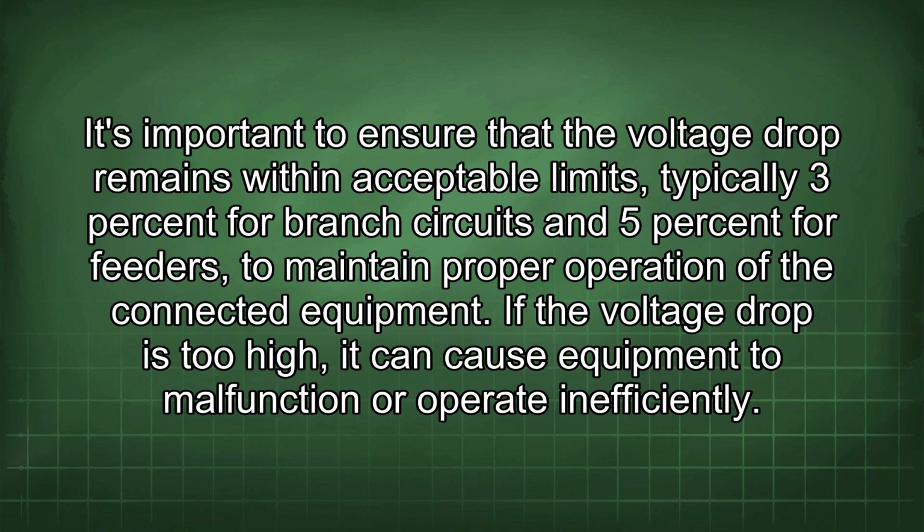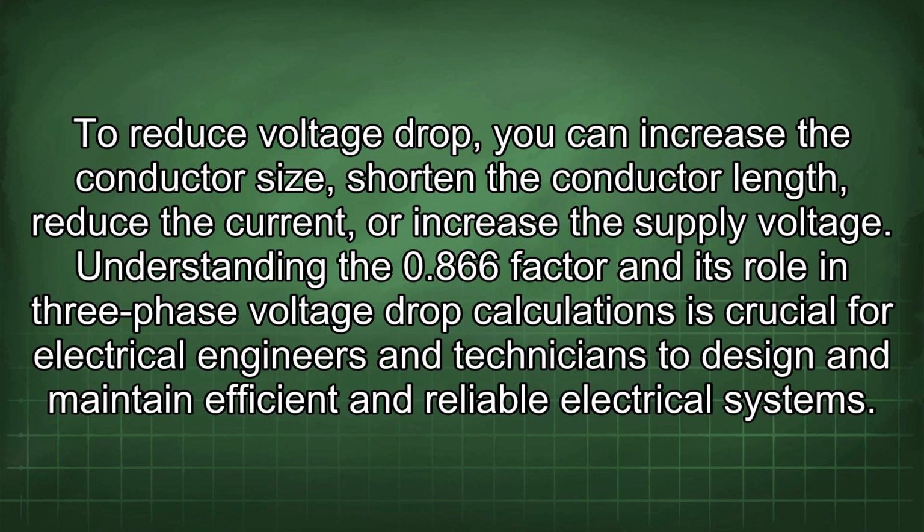It's important to ensure that the voltage drop remains within acceptable limits, typically 3% for branch circuits and 5% for feeders, to maintain proper operation of the connected equipment. If the voltage drop is too high, it can cause equipment to malfunction or operate inefficiently. To reduce voltage drop, you can increase the conductor size, shorten the conductor length, reduce the current, or increase the supply voltage. Understanding the 0.866 factor and its role in three-phase voltage drop calculations is crucial for electrical engineers and technicians to design and maintain efficient and reliable electrical systems.